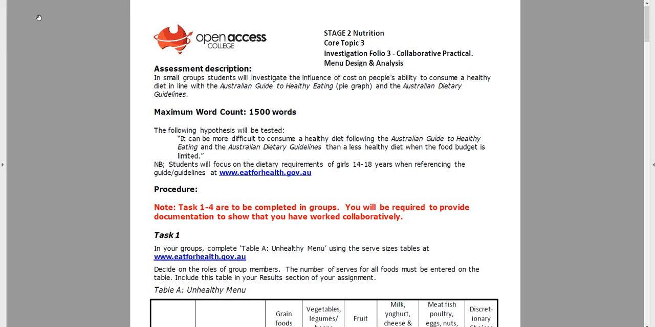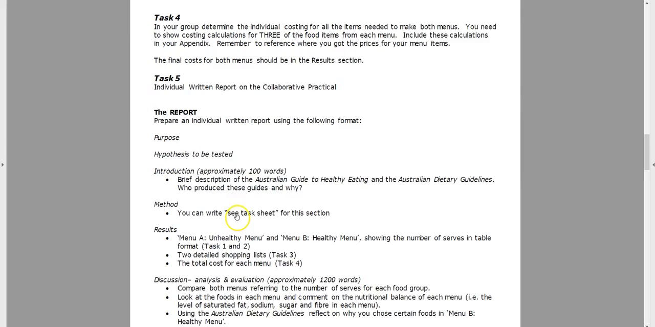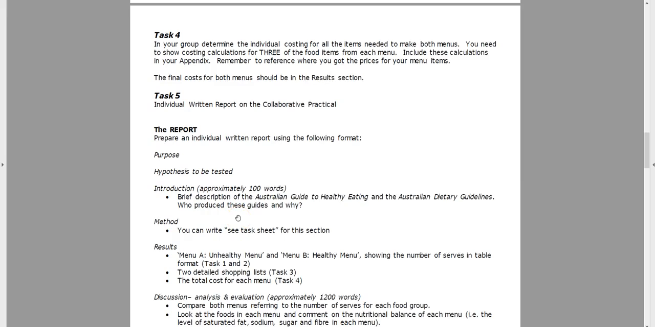Now for task 4, when I first told you about that task and how you had to create costing, I said that you should shop around between Coles and Woolworths to find the best deal. Realistically, when we actually think about applying this in a real life situation, the person that is buying this menu is not going to have the time to go to both Coles and Woolworths.